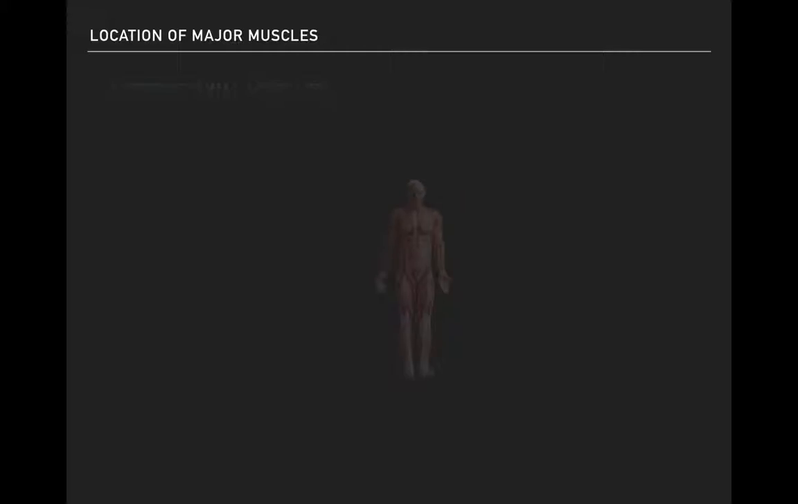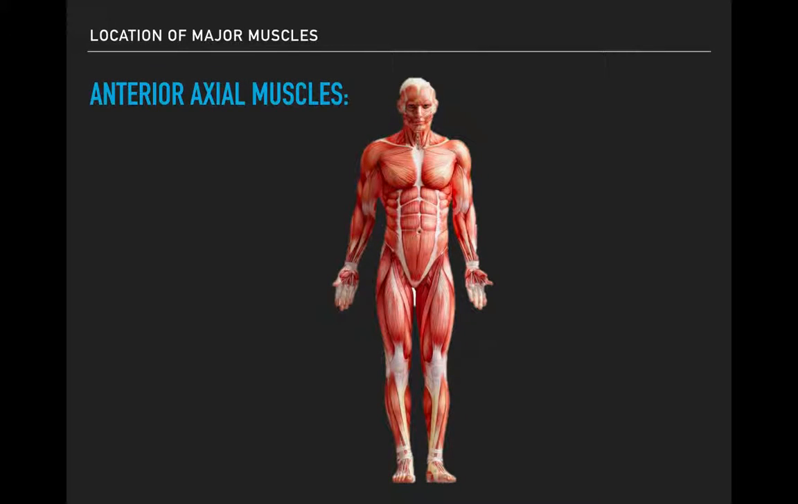Muscles in the anterior side of the axial skeleton include the pectoralis major, external obliques, and rectus abdominis. The pectoralis major is located on the anterior side of the rib cage. Its origin is the clavicle and sternum. Its insertion is the anterior side of the upper humerus, and its action is flexion and extension of the upper arm.